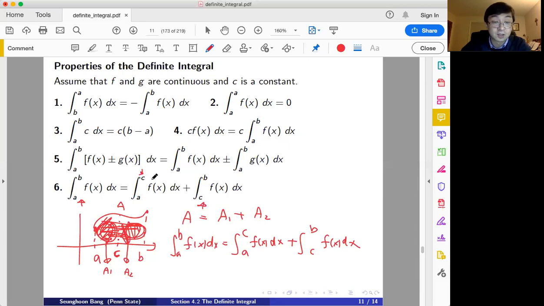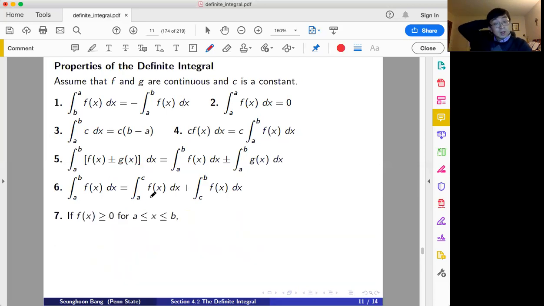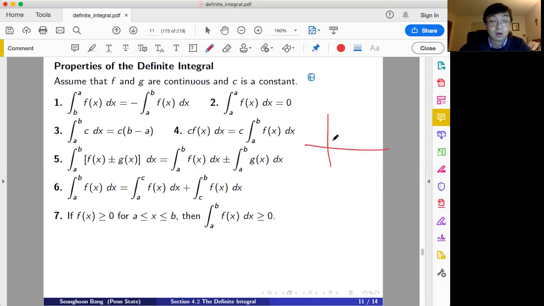The opposite: split, change back to only one integral. This is always possible. If the function f of x is greater than or equal to 0 on the interval a to b, then the integral is always positive. This is always true because f of x is a positive function.